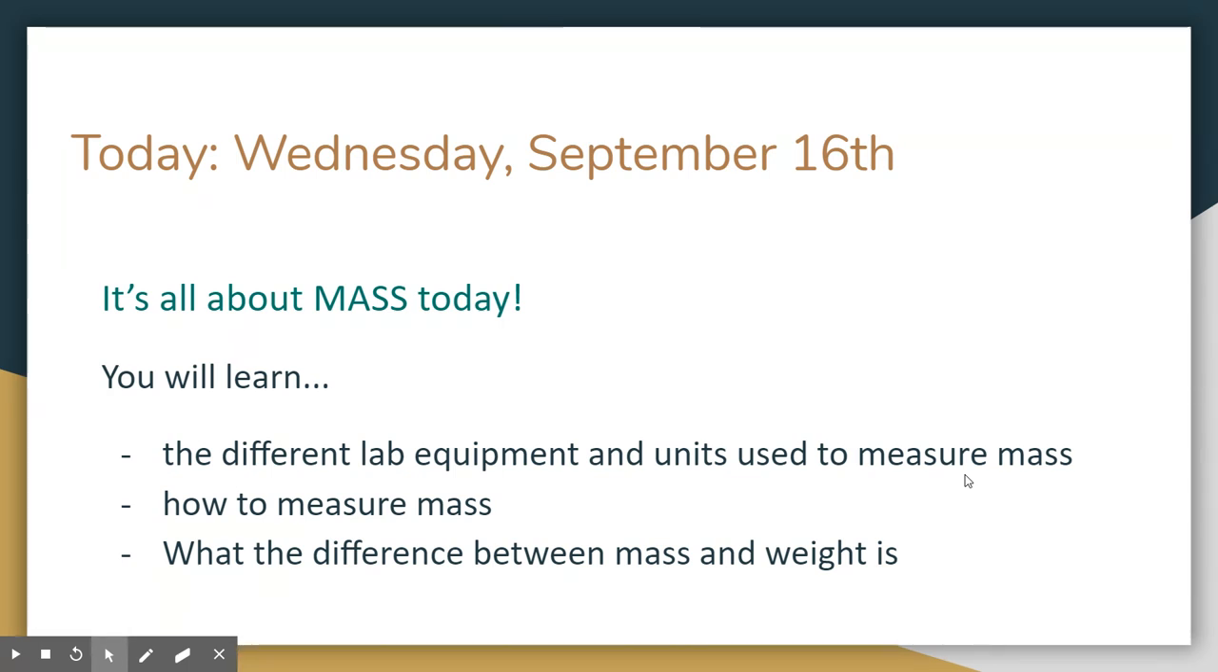Okay, so you talked about volume yesterday, and today we're going to talk all about mass. What you are going to be learning: different lab equipment and the units to use to measure mass, how you measure mass, it's harder to say than you think it is, and what the difference between mass and weight is. We've heard about weight. We probably wish we didn't have as much weight, or we've been told to put on weight, but what is the difference between weight and mass?